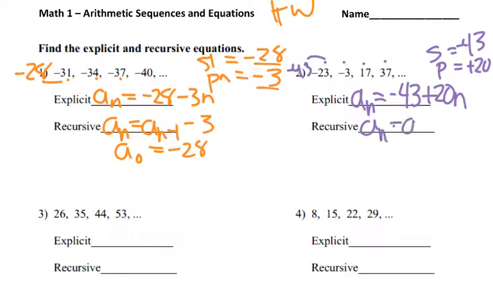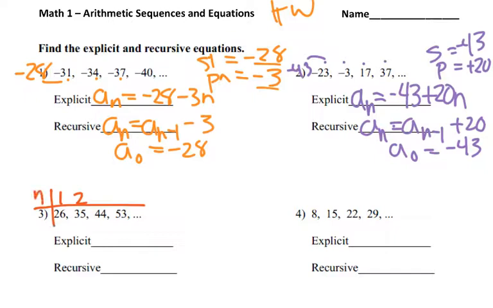So a sub n equals a sub n minus 1, we're adding 20 for the growth, then a sub 0 equals negative 43. And that's really all there is to it on these guys. Remember, if we needed to, we could make a table like this with n and a sub n. I'd actually want n right there because that would be my 0 term.